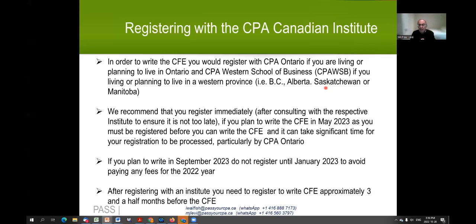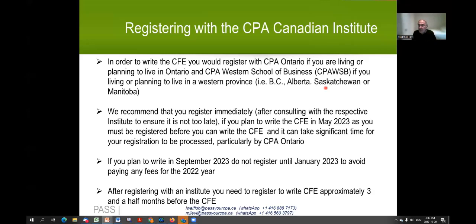If you plan to write in September 2023, do not register until January 2023 to avoid paying any fees for the 2022 year. Because if you register in January of 2023, there'll be enough time for your registration to be processed in time for you to register to write the CFE. You have to separately register with the Institute and then separately register to write the CFE. So even if it takes a while for the process of registering with the Institute to take place, you'll still have more than enough time to register for the CFE if you wait until January of 23, as long as you're writing in September. But if you're writing in May, I would try to register as soon as possible.